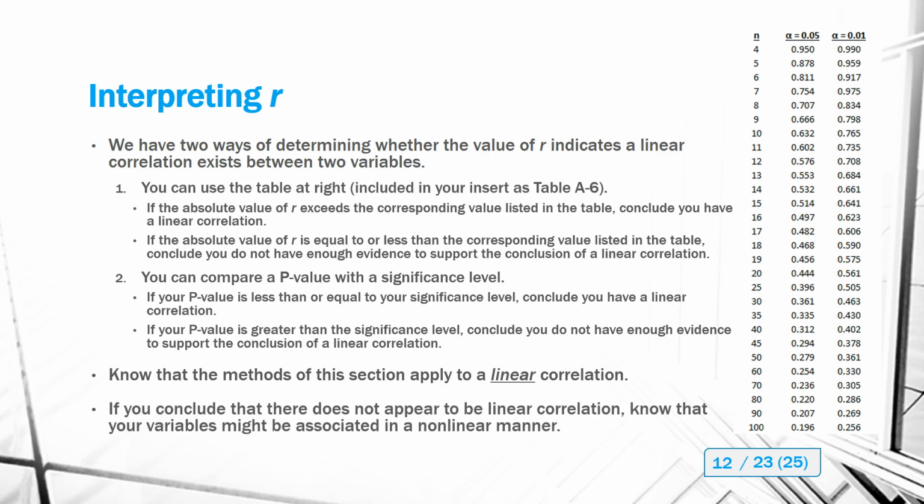Also, keep in mind that if the interpretation of R comes out to where you don't have a linear correlation, then all that really means is that there may be some other relationship that you need to look for. So if the linear doesn't come through for you, switch to nonlinear. And we'll get to the nonlinear cases later on in this chapter.